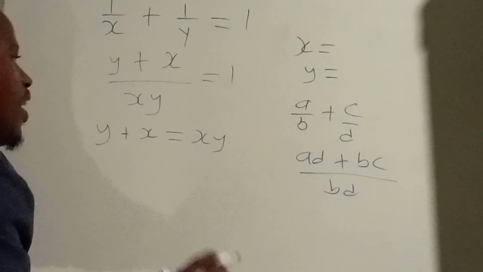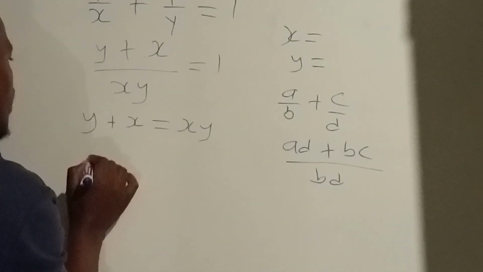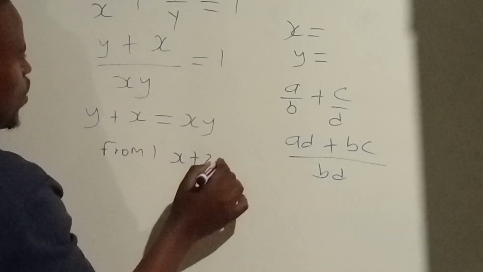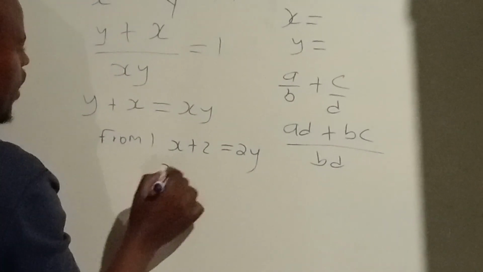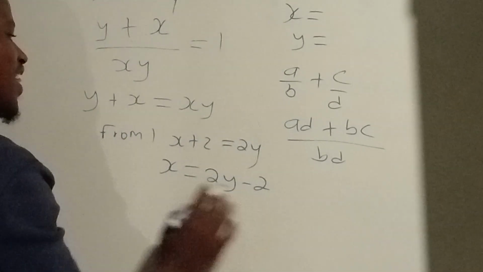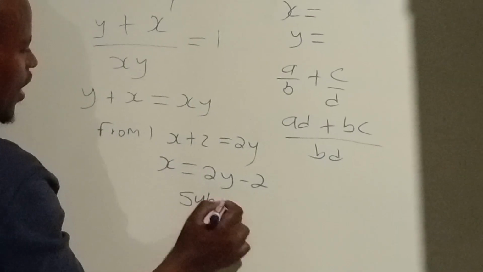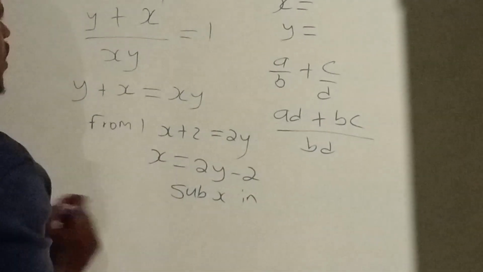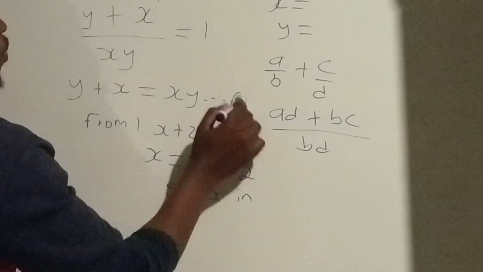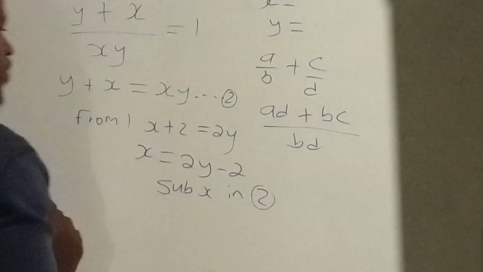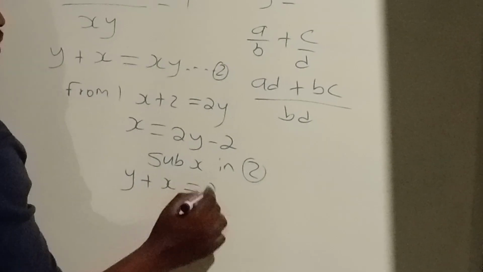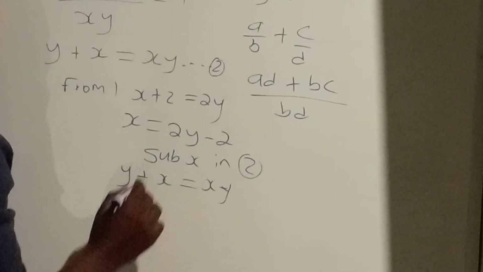Once I arrive here, I can now talk to the examiner and say, okay, from equation 1, which was x + 2 = 2y, my x is going to be 2y - 2. Once I get here, I can substitute the x in equation 2, which is this one. Our equation 2 says y + x = xy, but wherever we see the x, we must put this.